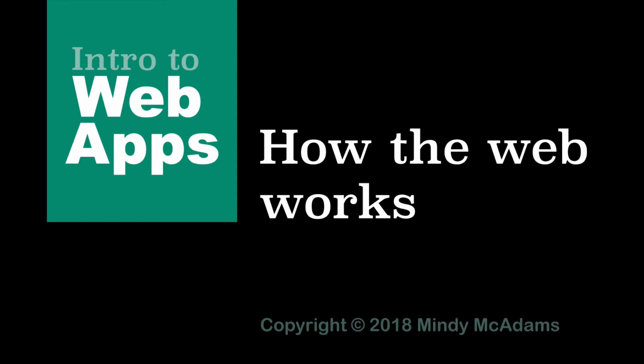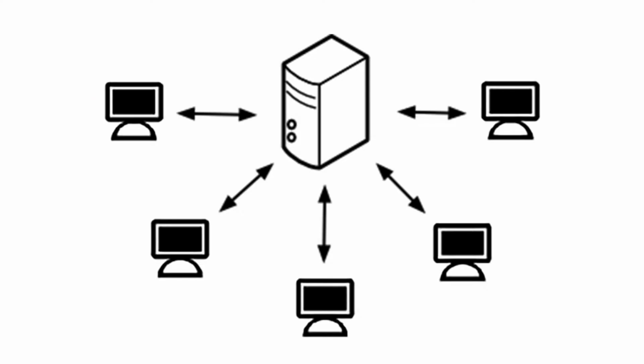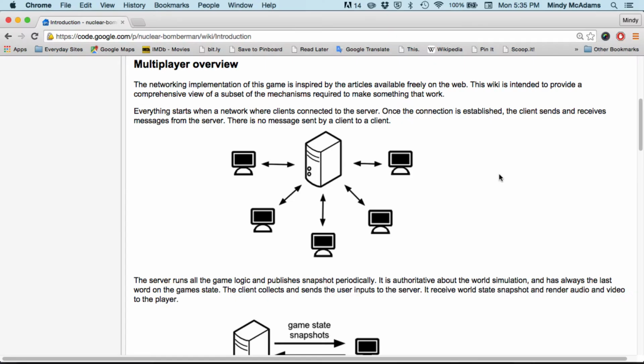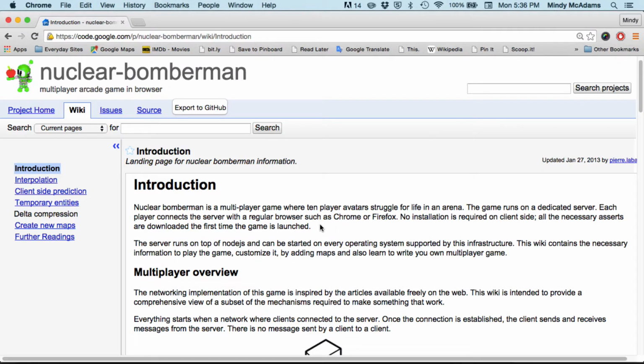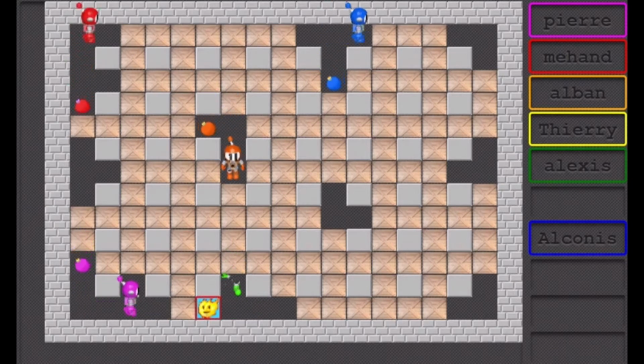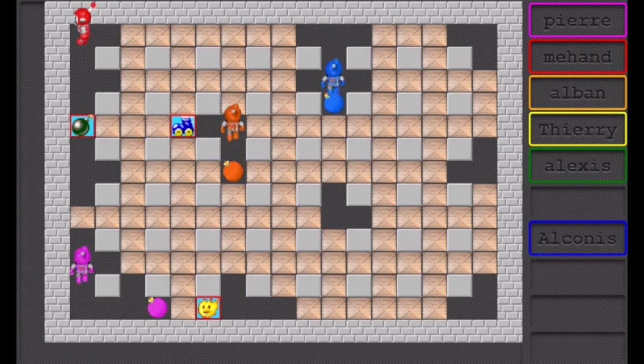I was searching for an illustration for client server, and I found this, which led me to this document about building a multiplayer game, which I found at the Google Developers site. And I thought about multiplayer games. Everybody in the game has to be seeing the same thing. A server somewhere out there on the internet coordinates that. This page comes from the site for a game called Nuclear Bomberman, but all online multiplayer games are like this.